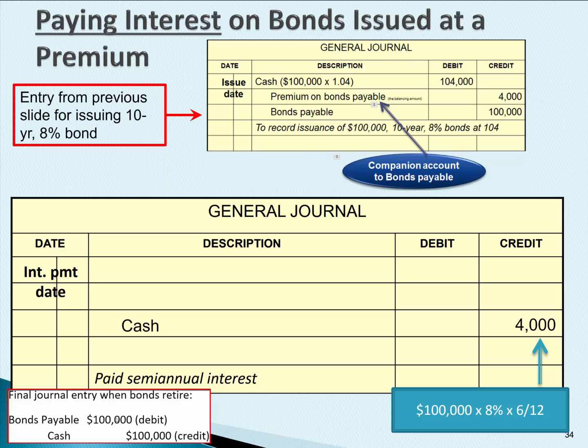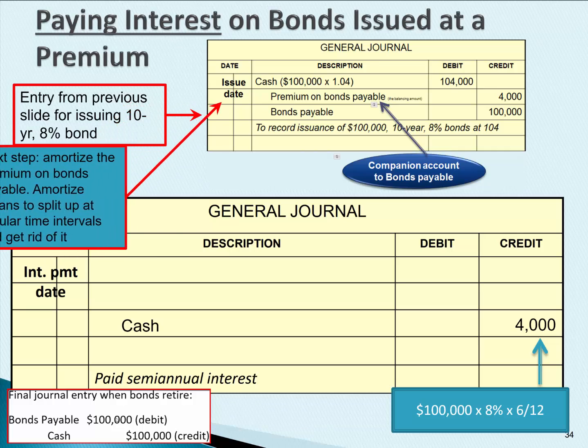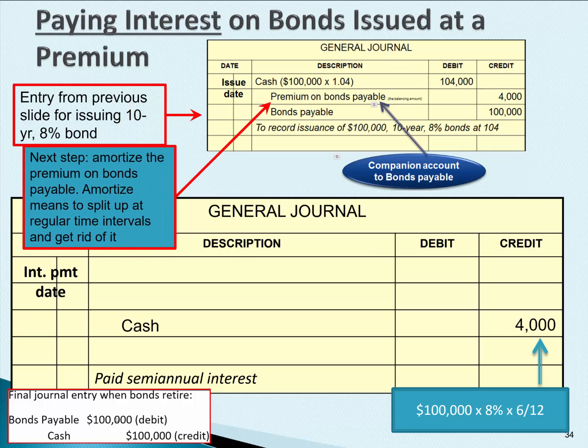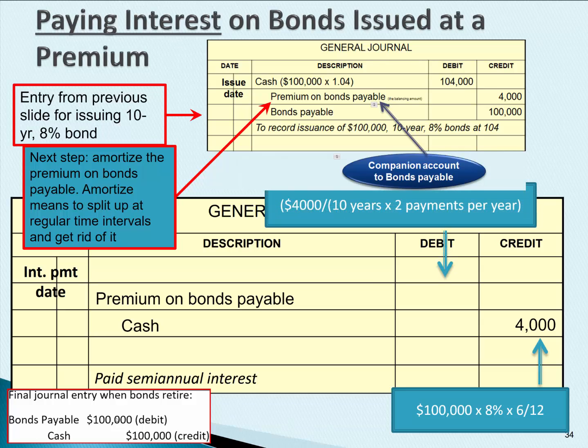Now we're going to divide the premium on bonds payable over the number of interest payments. The bonds are 10 years and there are 2 interest payments per year, so there are 20 total payments. $4,000 divided by 20 interest payments means we need to lower the premium account by $200 each interest payment. Interest expense will be the balancing amount. $4,000 minus $200 gives us $3,800.